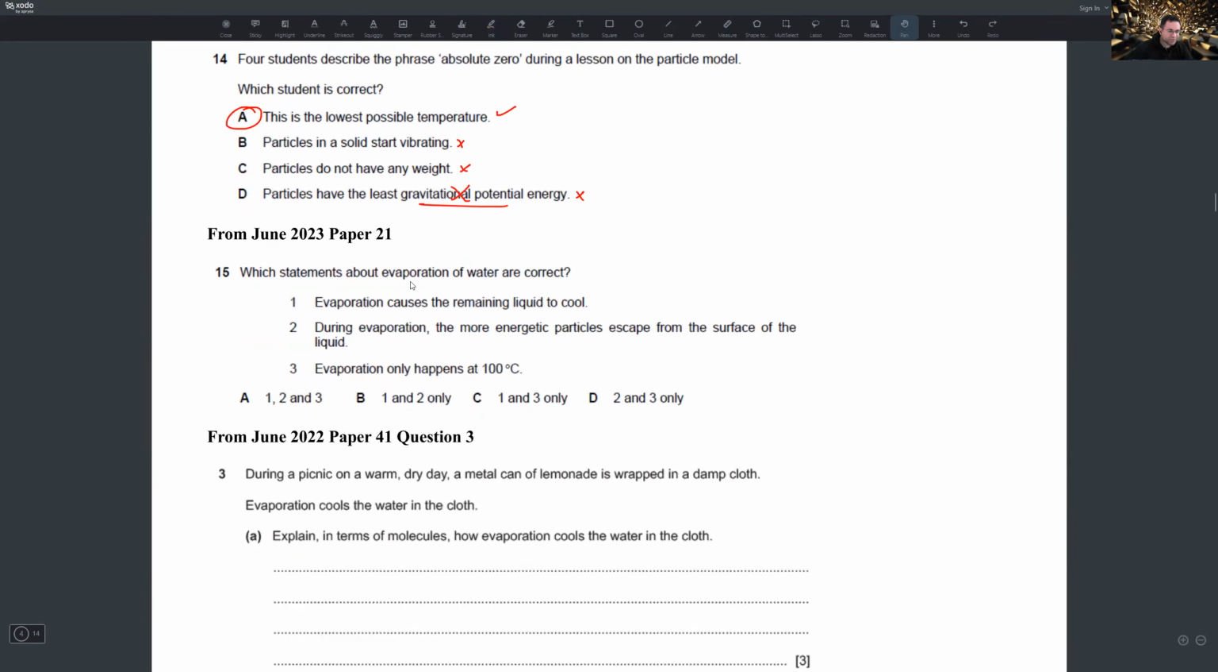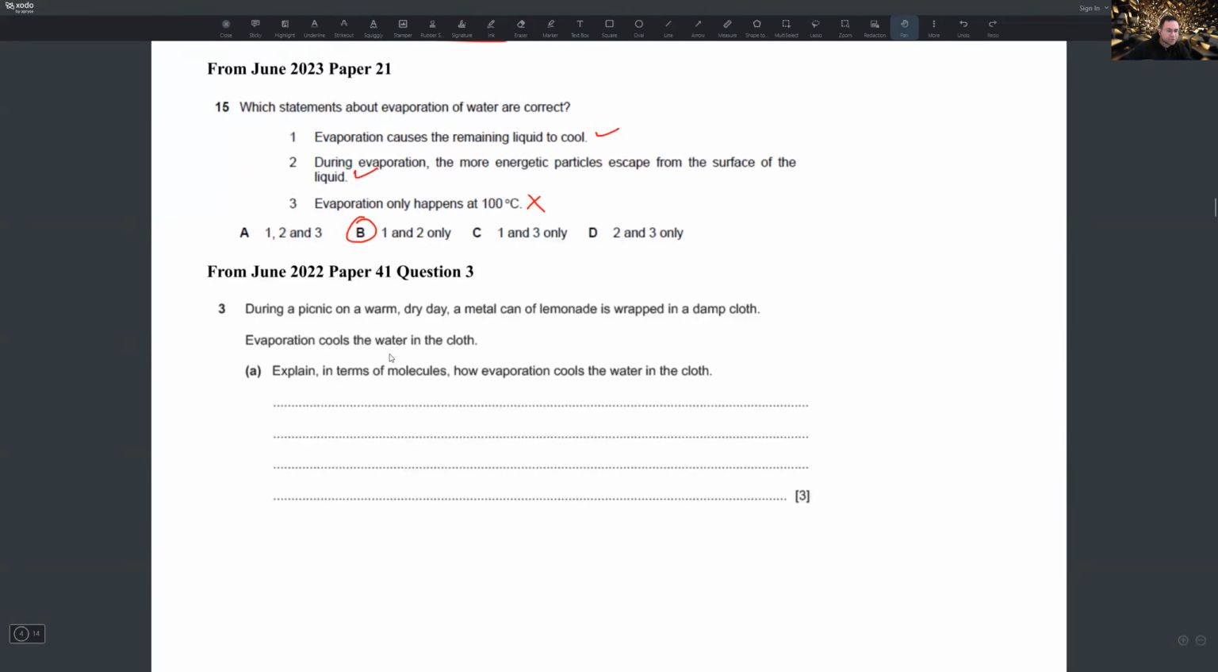Which statements about evaporation of water are correct? Evaporation causes the remaining liquid to cool. Yes. During evaporation, the more energetic particles escape from the surface. This is literally the definition of evaporation. Evaporation only happens at 100 degrees Celsius. No. It happens at any temperature. So 1 and 2 are the correct answers.